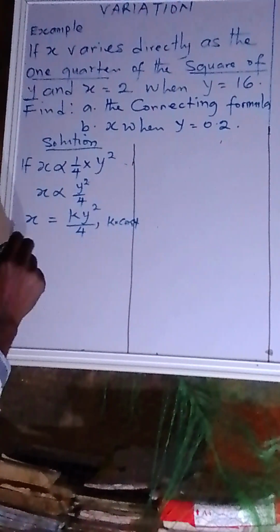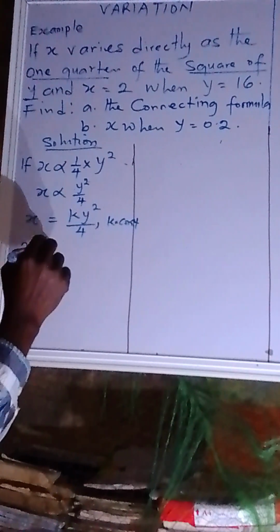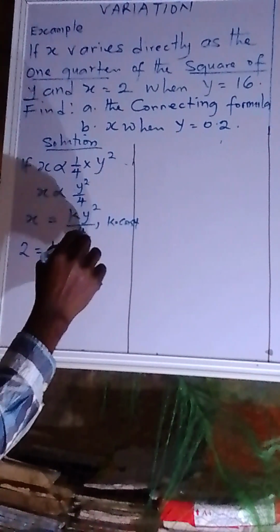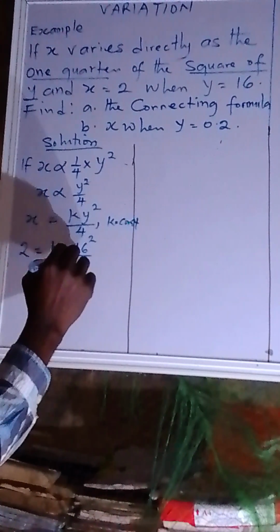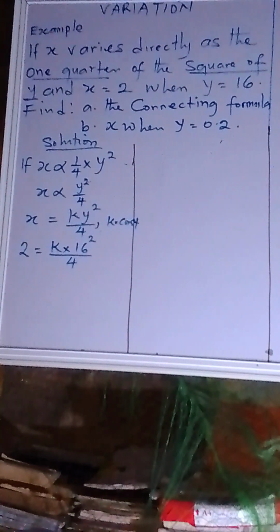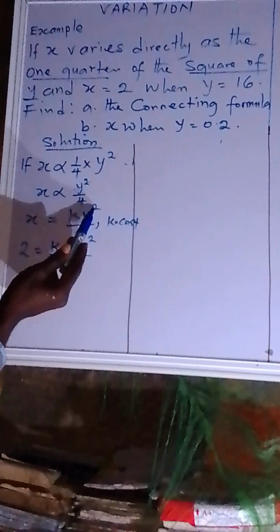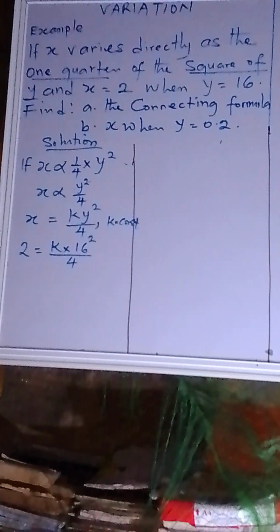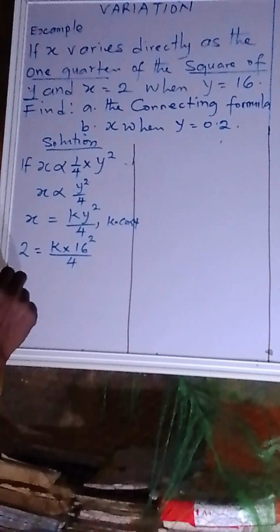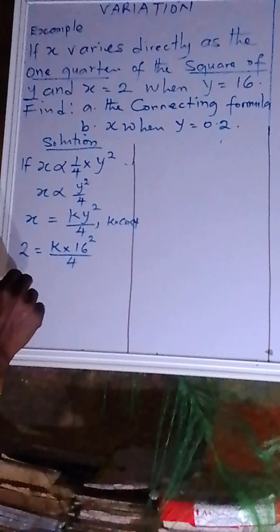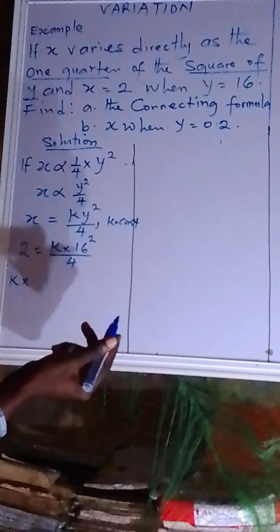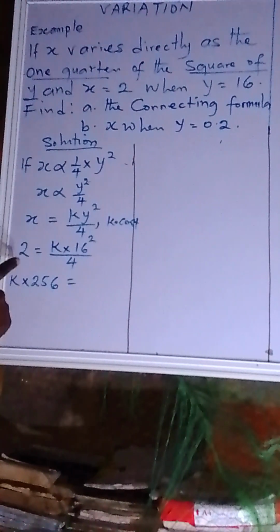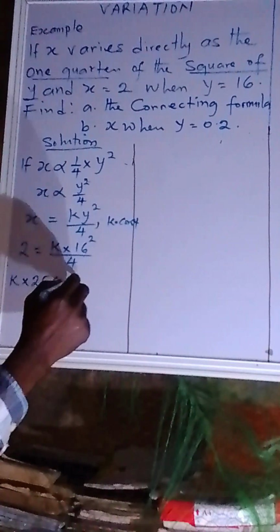So let's do that together. So we have 2 equals k times 16 squared, everything all over 4. Hope you get that. This y is 16. This square is this. K is this. X is 2. So from here you can cross multiply. So we have k times 16 squared, which is the same thing as 256, equals 2 times 4. That gives us 8.